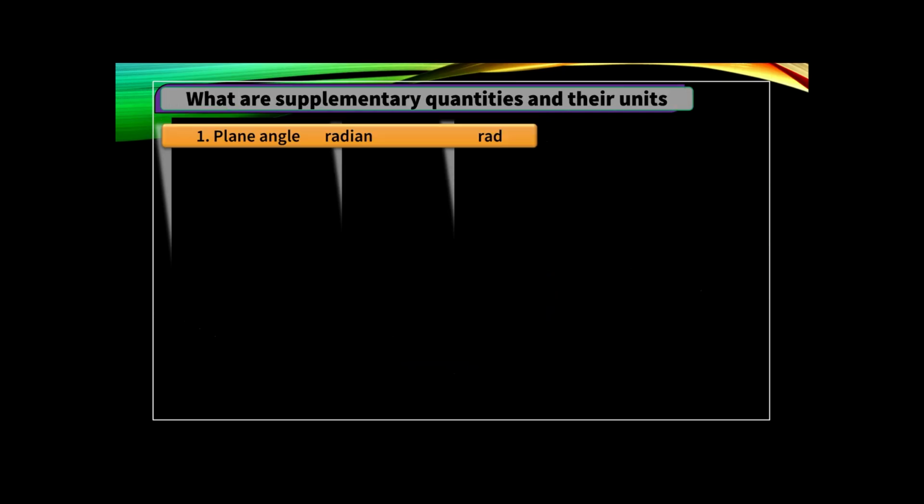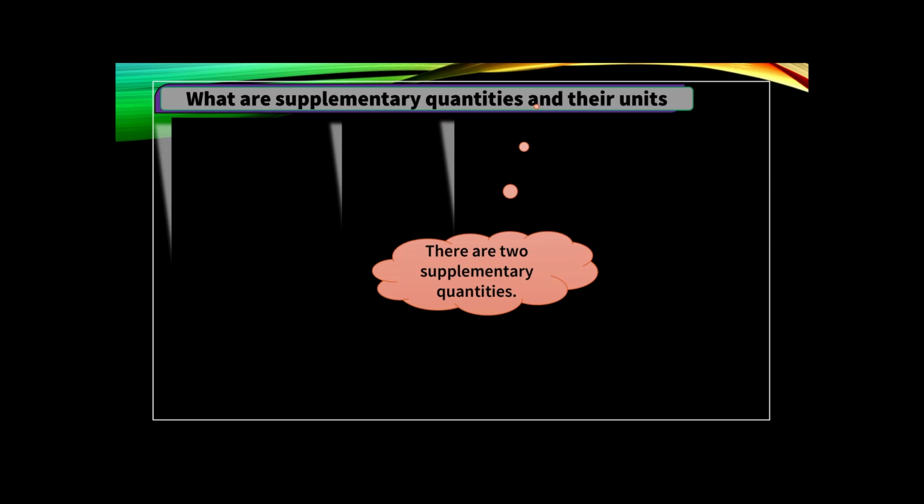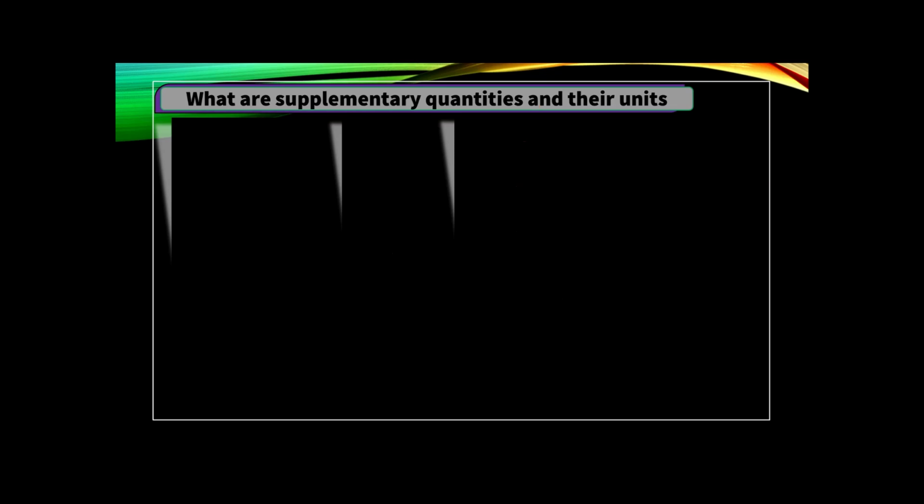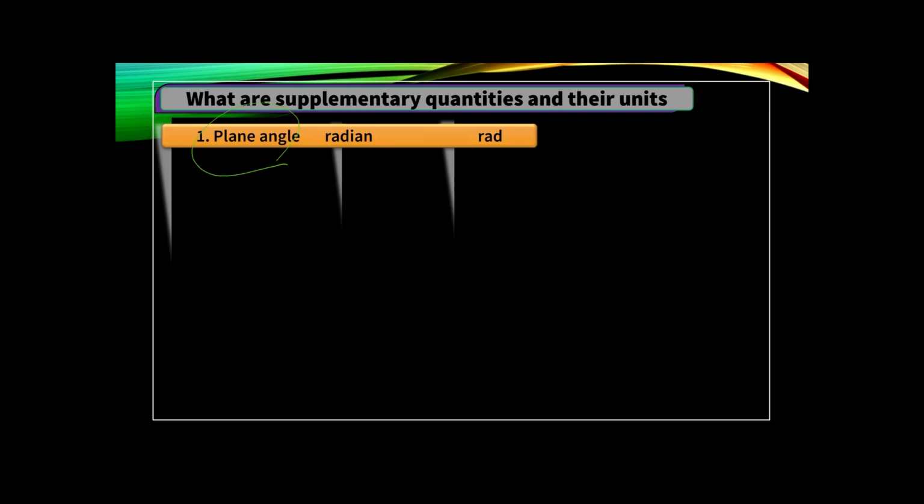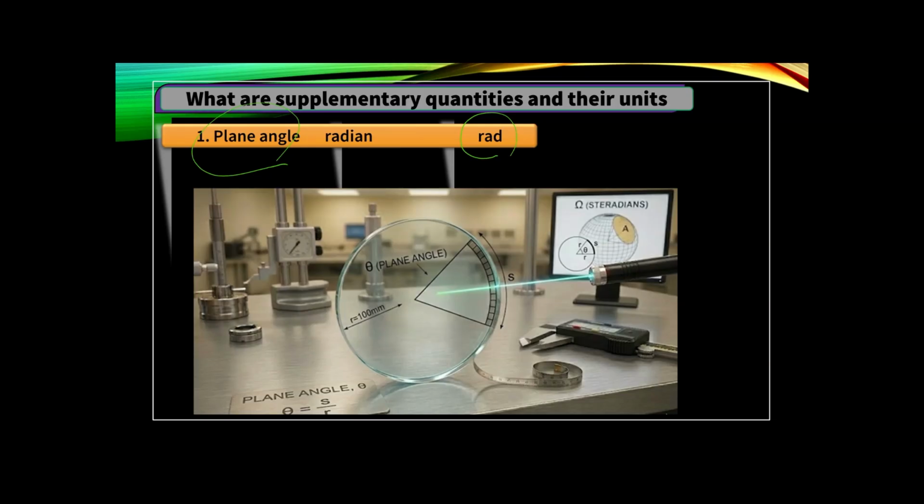There are 2 supplementary quantities which don't belong to the fundamental and don't belong to derived. I'll talk to you about derived later. The 2 supplementary quantities are plane angle and the unit is radian. What is a plane angle? Look at this. This is a circular disc. There is a line, there is another line, and the angle between the 2. Normally you measure in degree, but now onwards, remember, this is plane angle. Over a plane, there is an angle, plane angle. The unit is radian and the short form is rad.